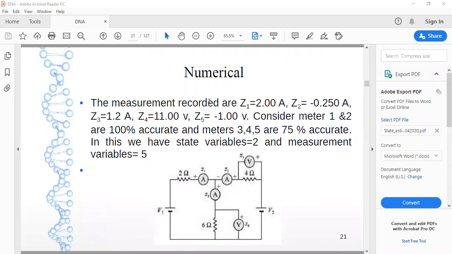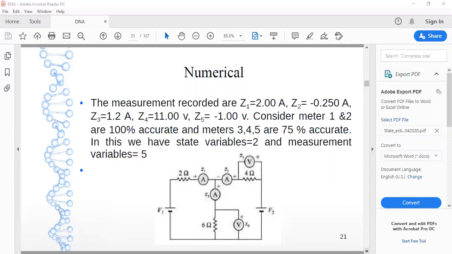Over here, it is very important to form the H matrix from the topology of this network. In this example, which we discussed previously, we have five measurements Z1 to Z5 and two state variables, which are V1 and V2. So we formed our H matrix by using the superposition theorem, and case 1 and case 2 are discussed.